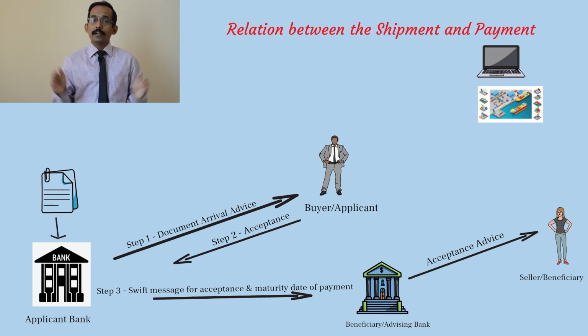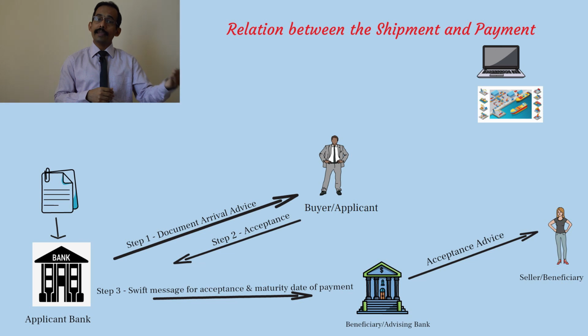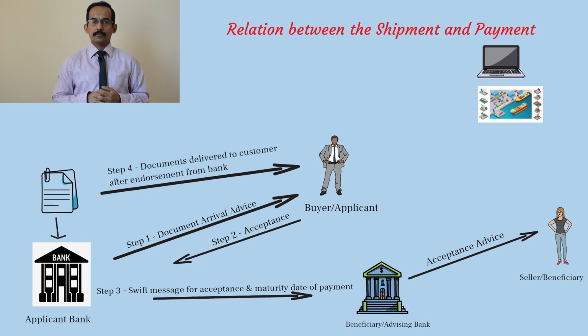And in the acceptance advice, it will be mentioned that these documents are accepted to mature on a particular date depending on the terms. It can be 30 days, 60 days, 90 days, 120 days from the date of the invoice, packing list, or the transport documents. Once the applicant bank gets this acceptance from the applicant, they endorse behind the transport documents by putting their seal mentioning deliver the goods to the order of the applicant.